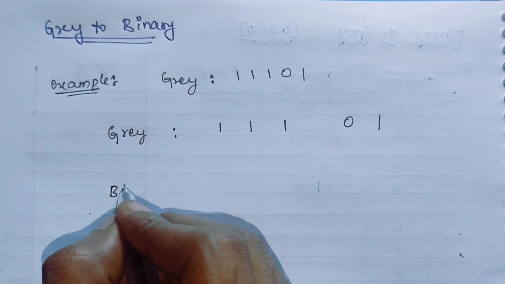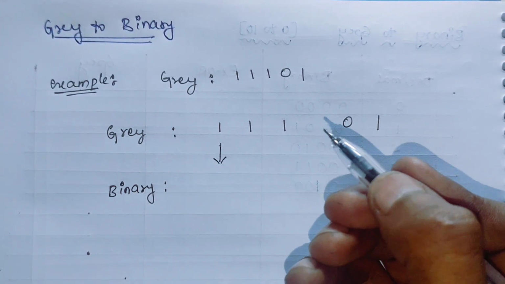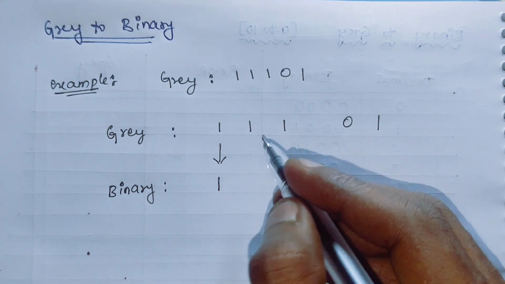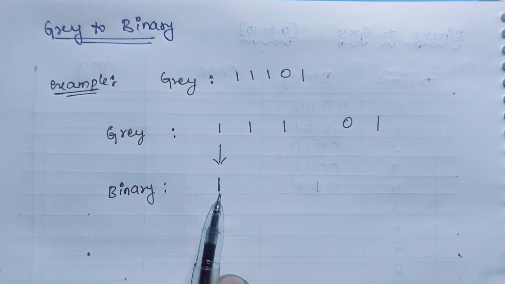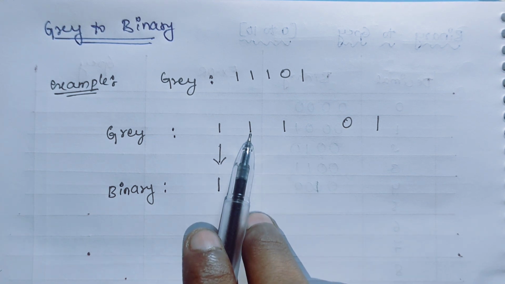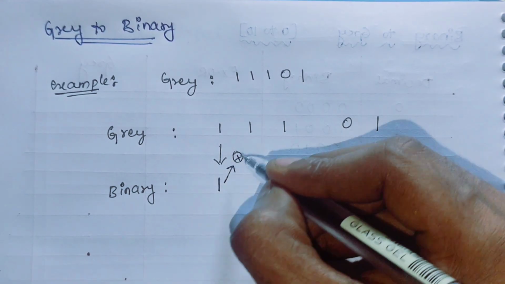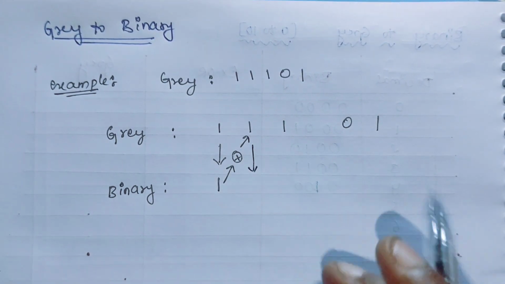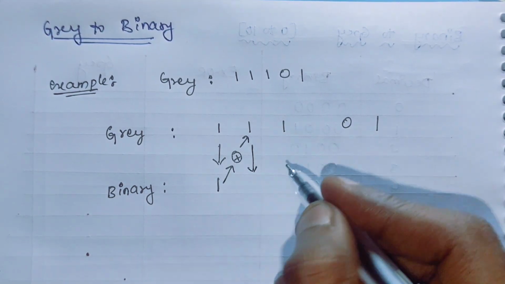Let's write binary here. As usual, same for the first, we need to write the first digit here. We need to perform the XOR operation of the initial result with the second digit of the gray. So XOR this with this and we get the second result. What is 1 XOR 1? We are going to get 0.